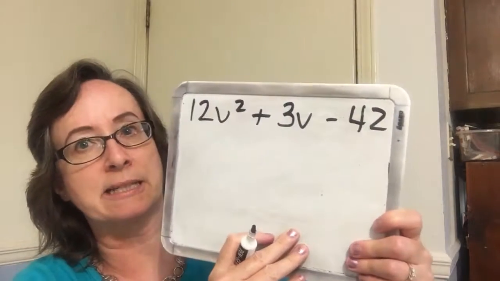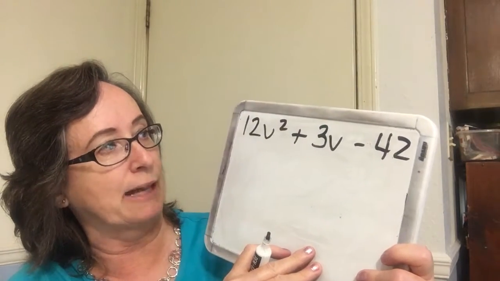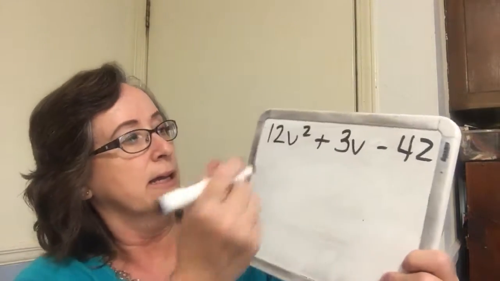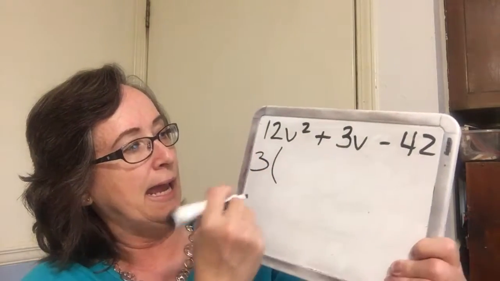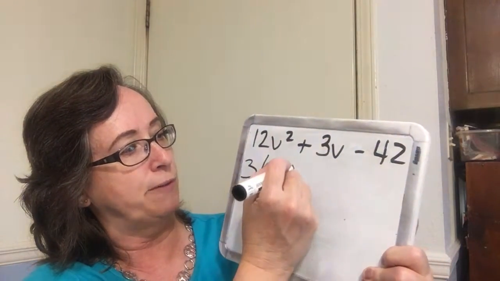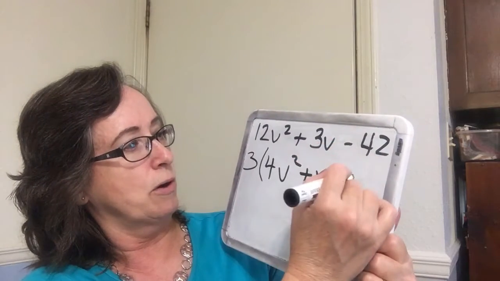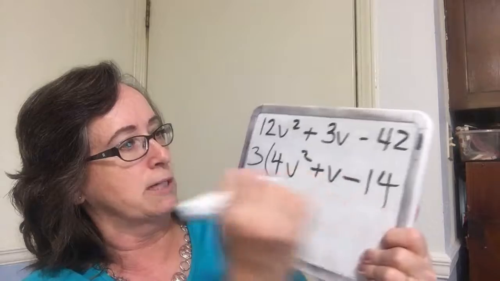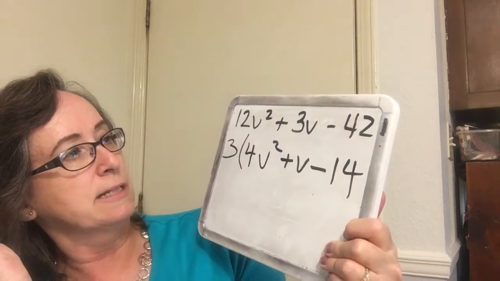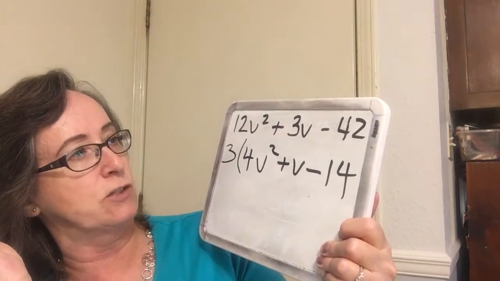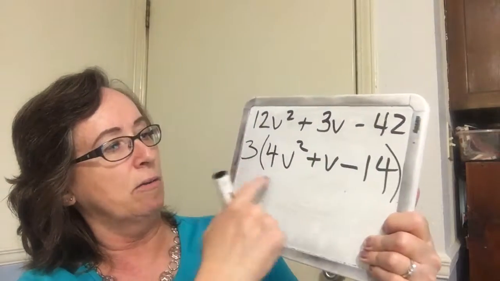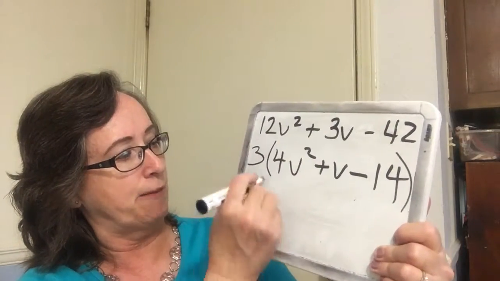This one has a greatest common factor that we can pull out, and that greatest common factor is 3. So let's pull out the 3. And this reduces to 4v squared plus v minus 14. Okay, so 14 times 3 gives me 42. Now I can't pull out any more greatest common factors.